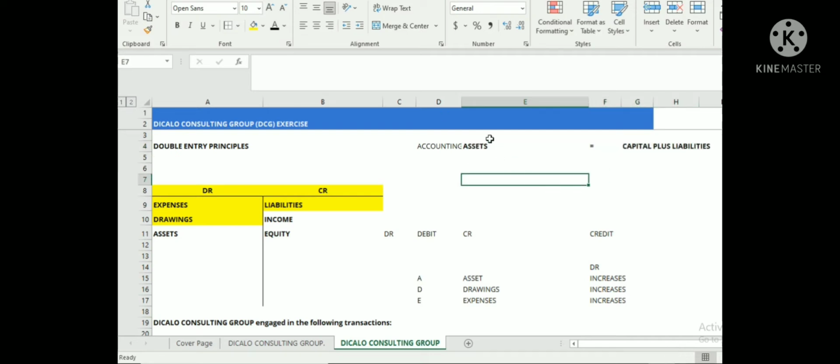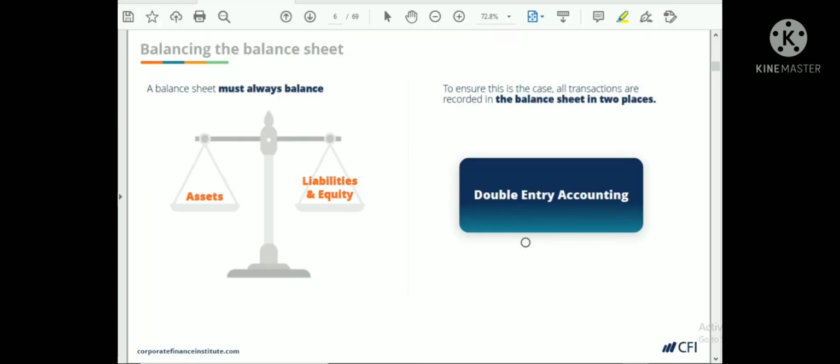which means that at each point in time within your organization where you're keeping proper accounting records, every transaction which occurs within your accounting records, once you book them, at that point in time, the value of the asset should always be equivalent to what? The value of the capital plus the liabilities of that particular organization.